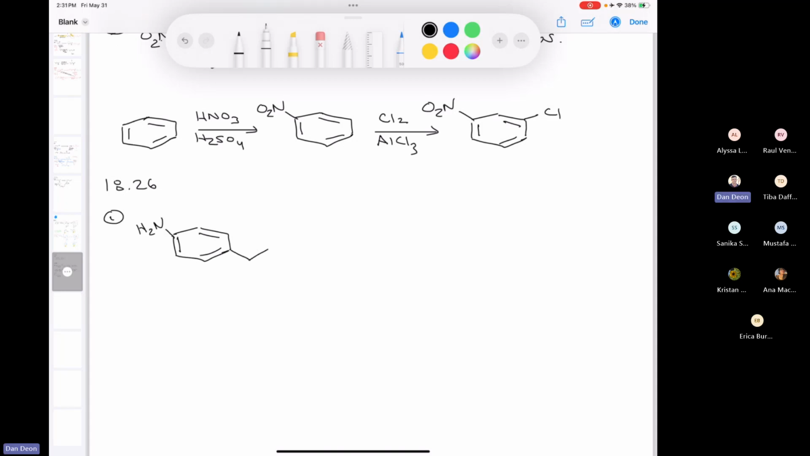Okay, and then we've got a butyl. I think it's a butyl, right? Is it a butyl group on there? No, it's a propyl group. All right, so we've got a propyl group on there.